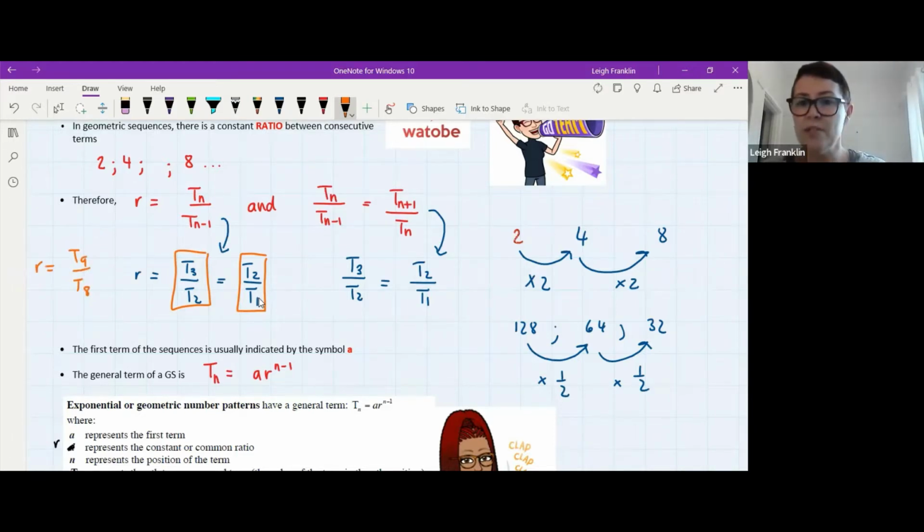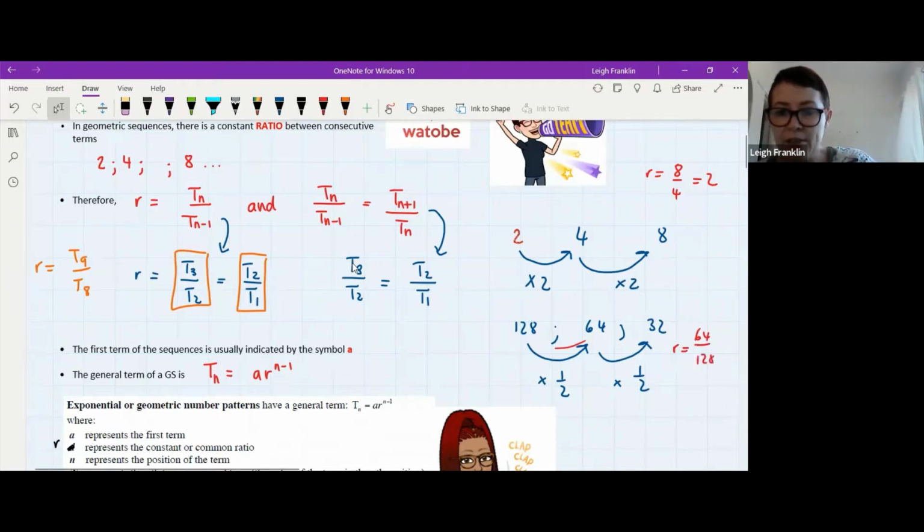Okay, so to work out the constant ratio in this first pattern, I would have said 8 divided by 4, or 4 divided by 2, and that's where I would have got my 2 from. In the next sequence down here, in order to work out what R is, I would say 64 divided by 128, or 32 divided by 64, which means that my ratio is a half. Remember, it's always the next one divided by the previous one if you want to calculate the value of R.